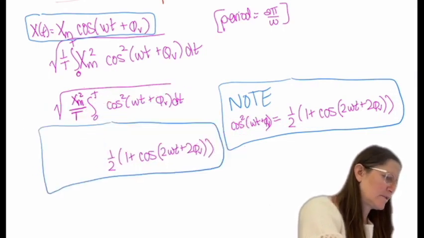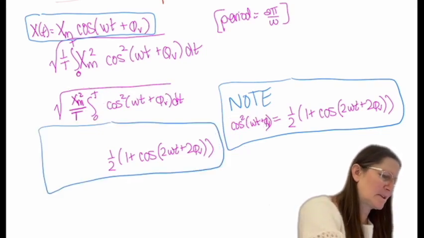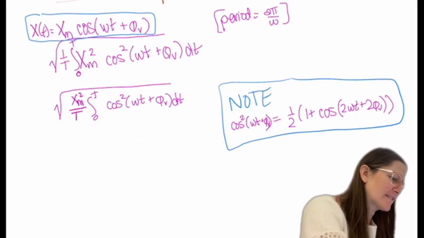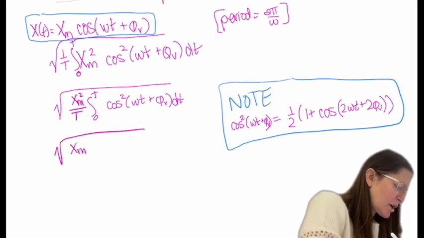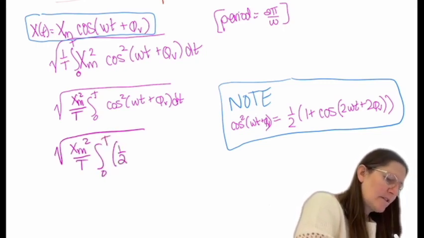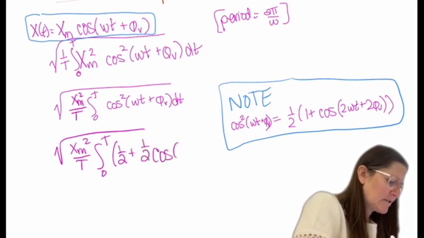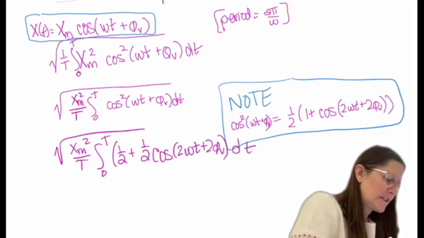No, that's not what I meant to do. No, that's not going to be good. Okay, I'm just going to rewrite this whole thing. So we have the square root of XM squared over T, integral from 0 to T, and now it's 1/2 plus 1/2 cosine of 2 omega T plus 2 theta V, dt.